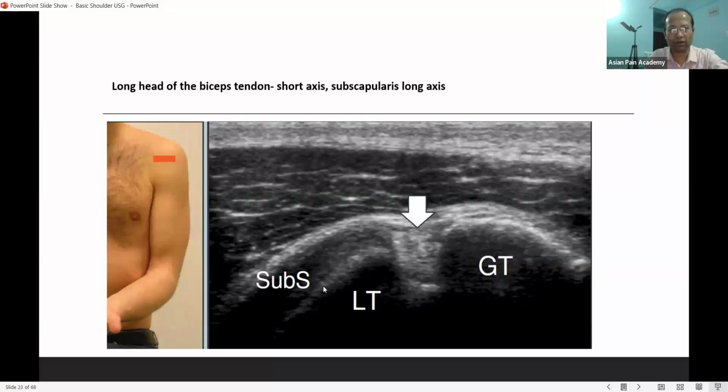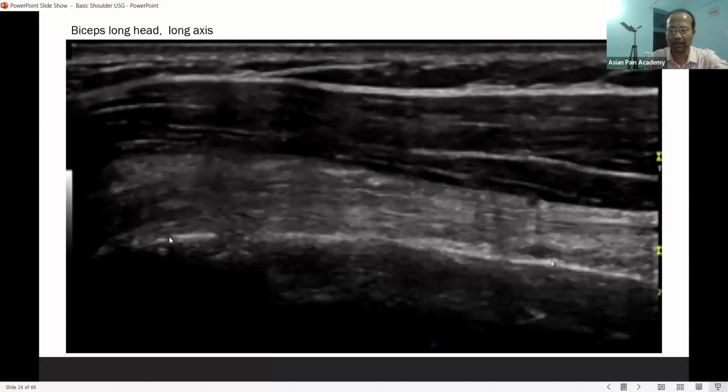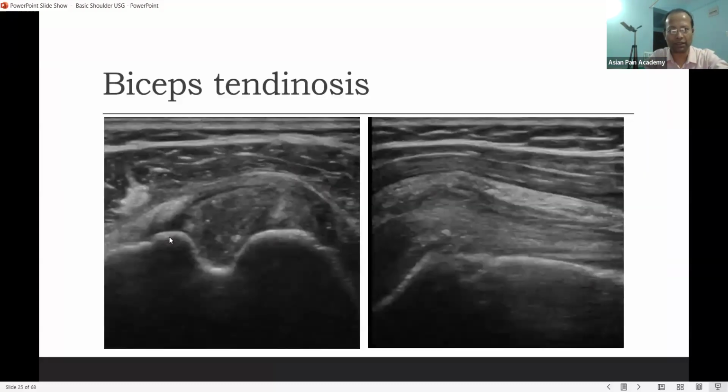So this picture I have already shown you: this is the bicipital groove and biceps tendon. Medially, when you go, you see the subscapularis tendon, not the muscle. And more medially, under the coracoid process, you see the myotendinous junction. This is the lesser tuberosity, this is the greater tuberosity. Lesser tuberosity means towards the medial side. So this is the biceps tendon in long axis. Now, why do we want to see this biceps tendon in long axis and short axis? Because we want to understand the pathology.